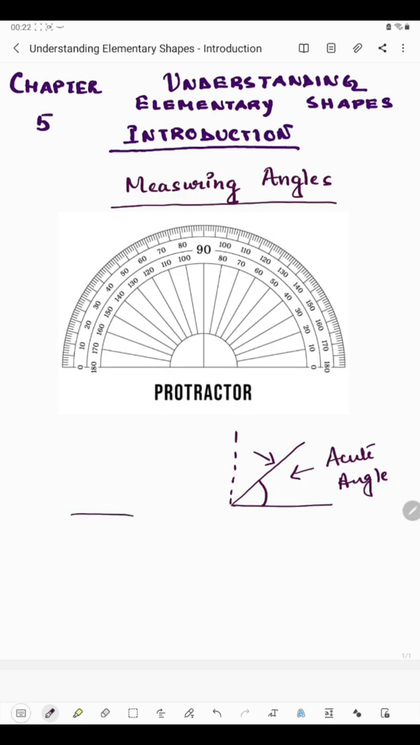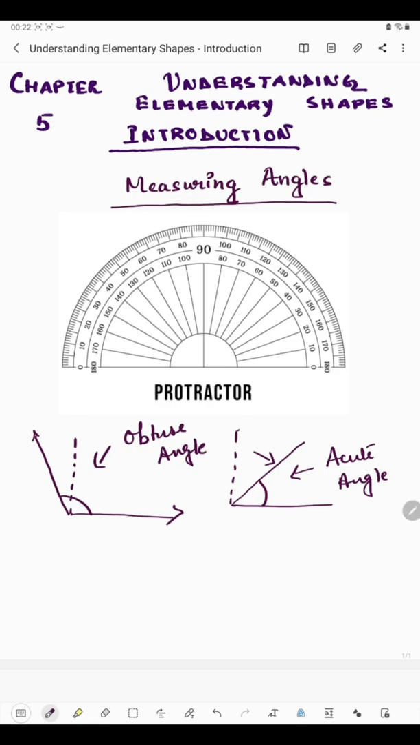Now if I draw this, this is an obtuse angle. Why? Because this is more than 90 degrees, right? So by seeing all this, we can identify that these are acute angles or obtuse angles or reflex angles, right? But we cannot say the exact measurement.